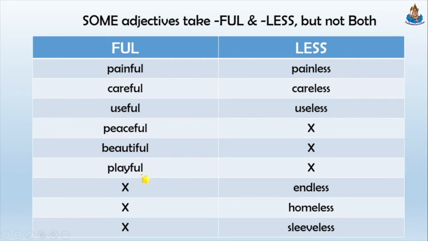Alright, so also we have here words wherein we only use less, but we cannot use the suffix full, just like in the words endless, homeless, sleeveless. So we cannot say endful, homeful, nor sleeveful. It's incorrect. Instead, we say endless, homeless, and sleeveless. We only use the suffix less, but not the word full. So we have to be careful with this one.